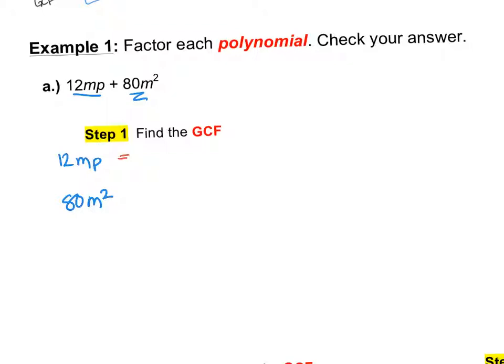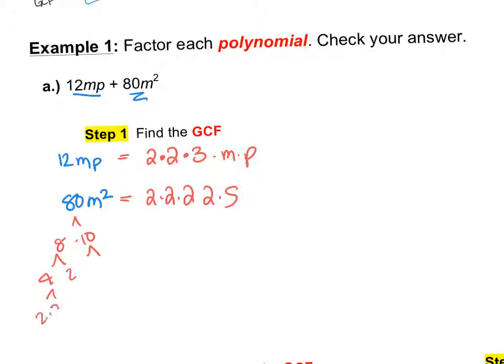Remember, we use prime factors because it just makes it so that you don't make a mistake with factors. 12 is 4 times 3, and 4 is 2 times 2. So 12 is 2 times 2 times 3, times m times p. 80 is 8 times 10. 8, hopefully by now you remember, is 2 times itself 3 times. And 10 is 2 times 5. So the prime numbers are 4 2's and a 5. And m squared is m times m.